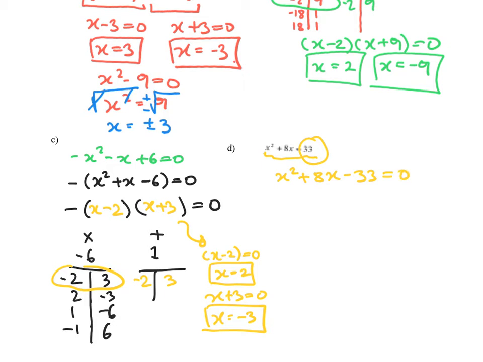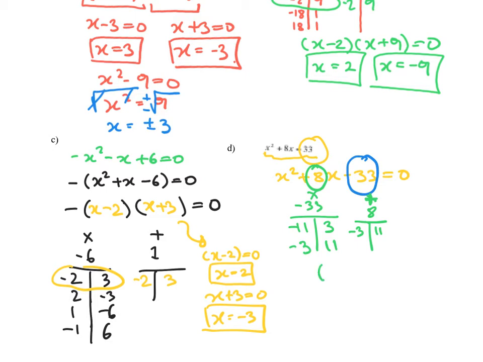Again, we are looking for two numbers that multiply to give us negative 33 and add together to give us 8. Factors of negative 33 are negative 11 and 3, but negative 11 plus 3 is negative 8. Maybe negative 3 and 11: negative 3 plus 11 is 8. Beautiful. So the numbers are negative 3 and 11.